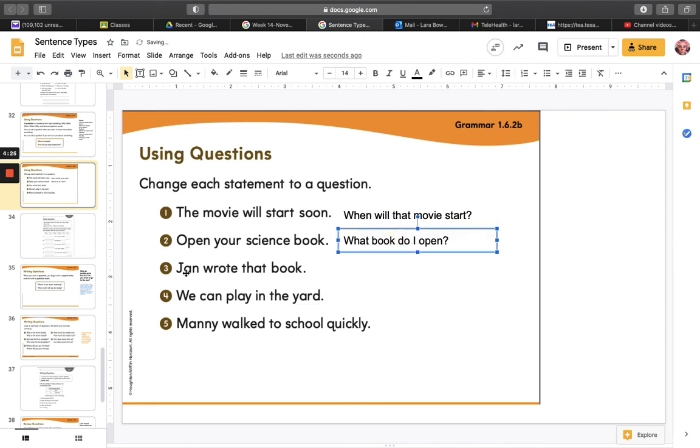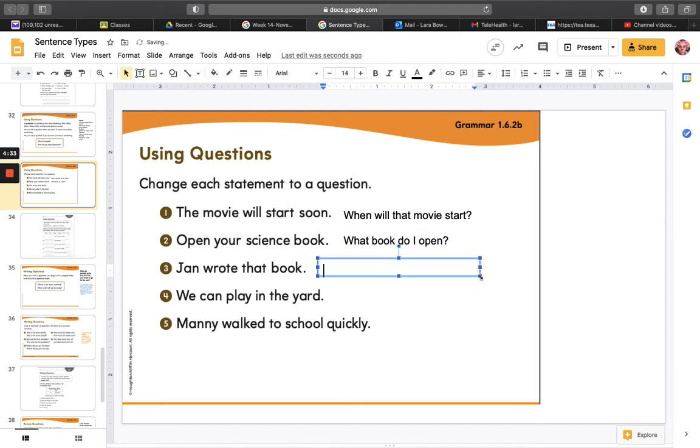Number three, Jan wrote that book. How could I change that to a question? Maybe I say, who wrote that book? Put my question mark. Notice how I'm using question words. When, what, who, and they all end with our punctuation of a question mark.